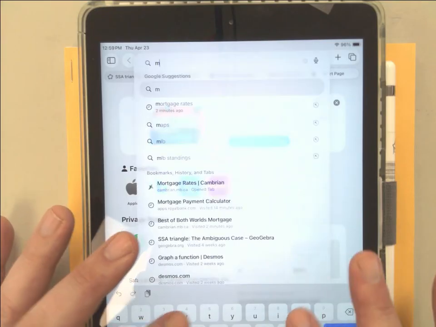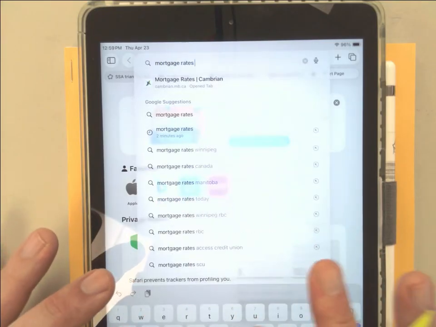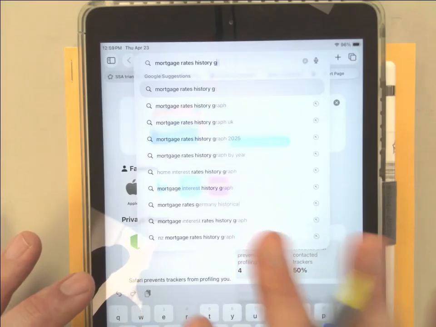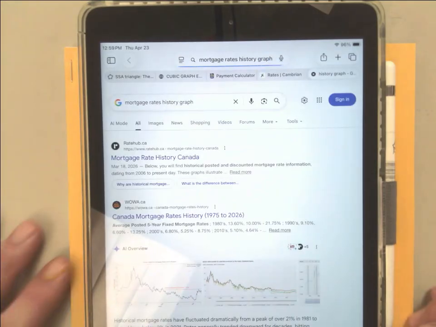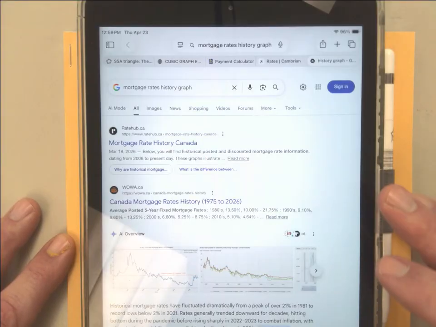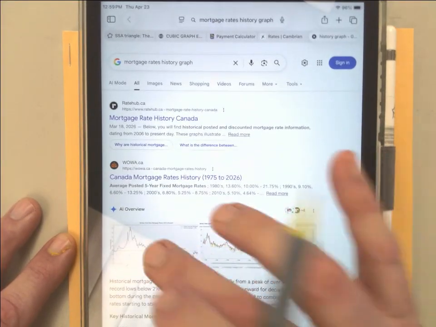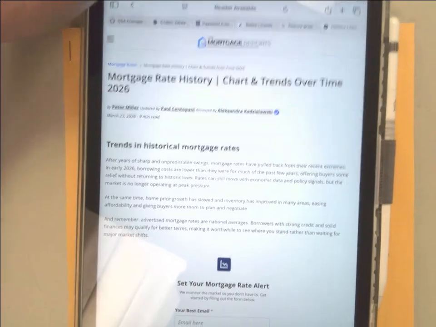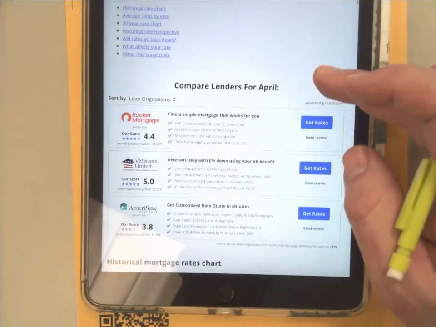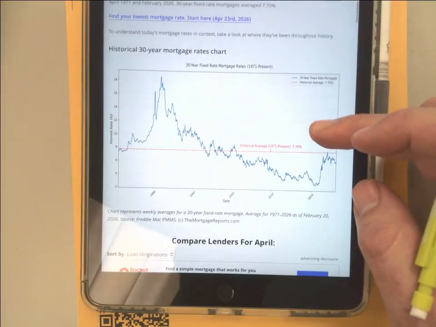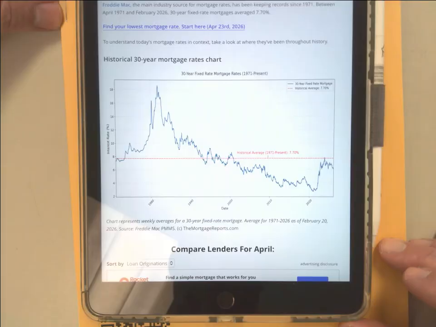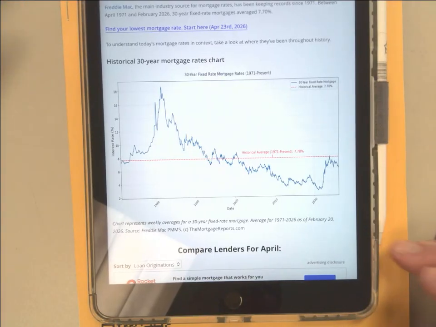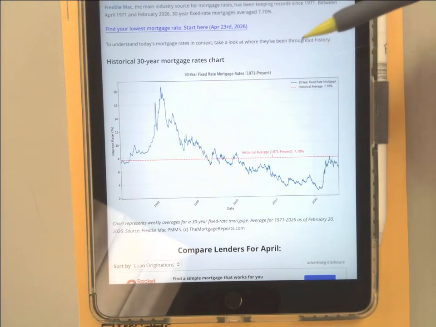Mortgage rates history. I know I'm misspelling maybe. Graph. Okay. So let's see here. We'll look at that one. Historical mortgage rates. I just want to see the graph. Oh, there we go. Is this in Canada? It's similar to what Canada is, even if it's the US, the data is about the same.